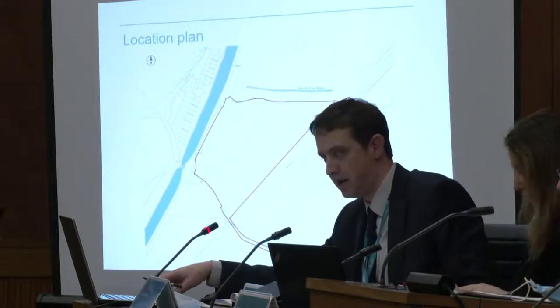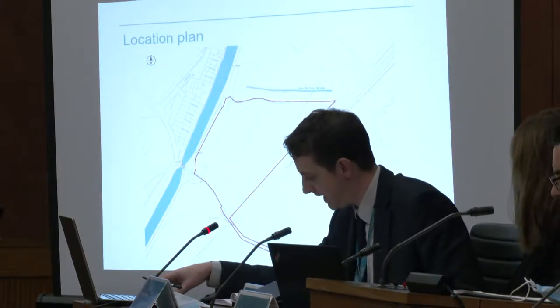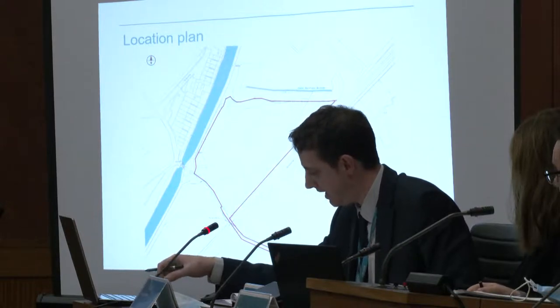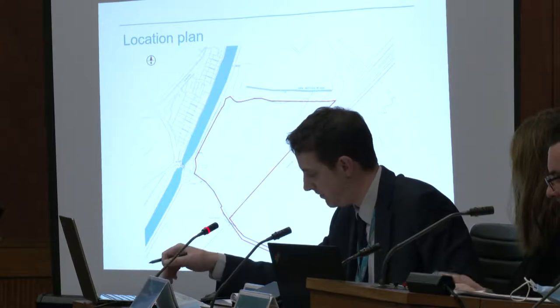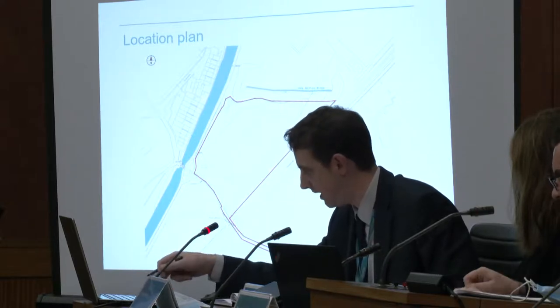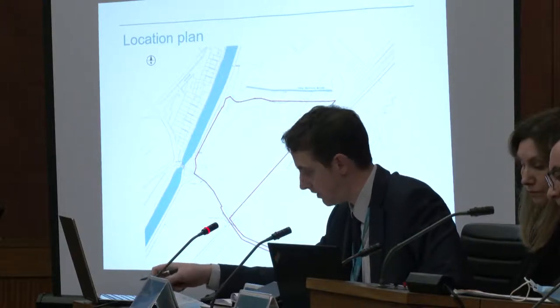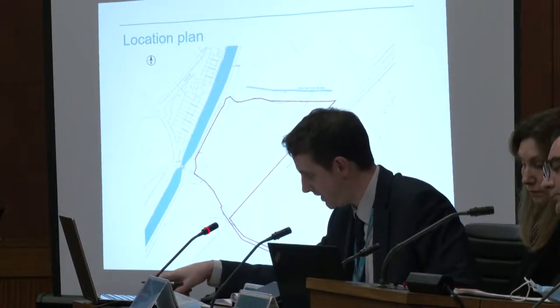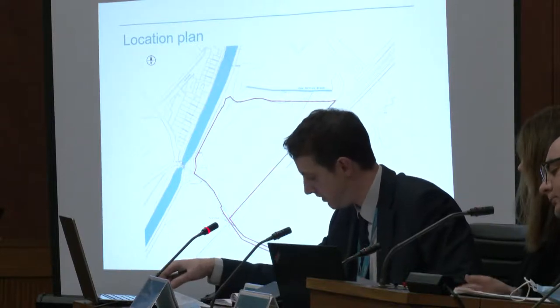So in terms of the location of the site, it is on land to the northwest of Wrigley Head. It comprises approximately 1.5 hectares and is essentially disused land that's located between the Metrolink to the south-east and the Rochdale Canal to the north-west. And the site is unallocated in the proposals map associated with the local plan.